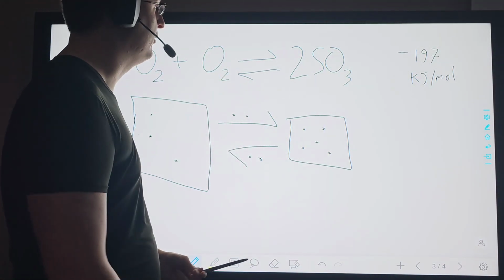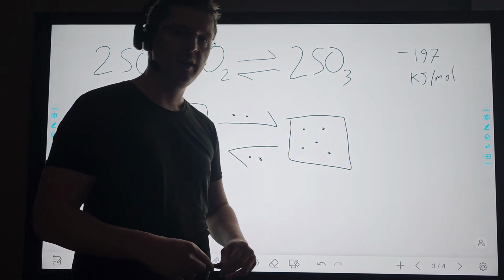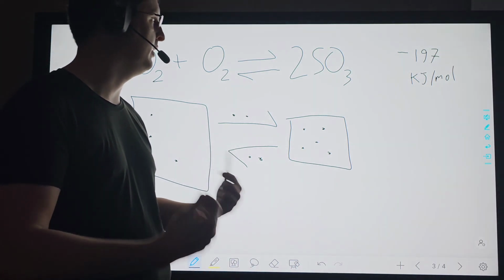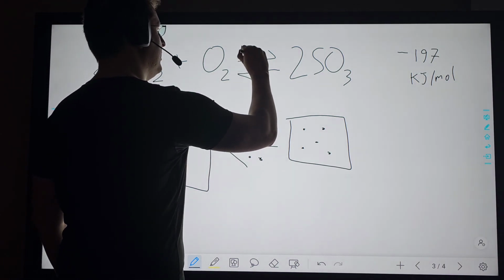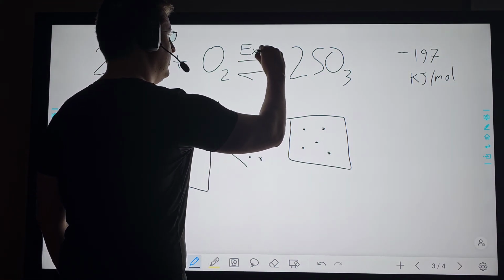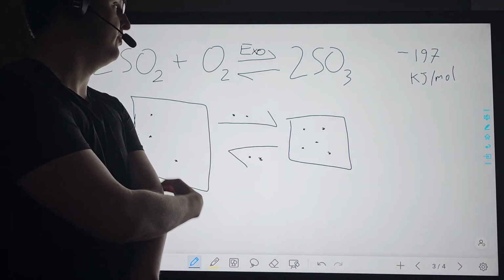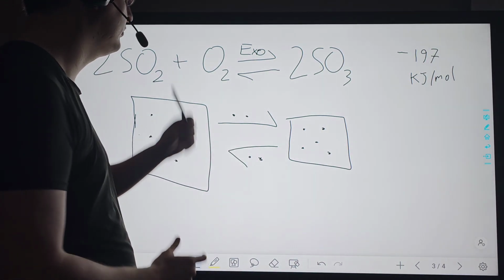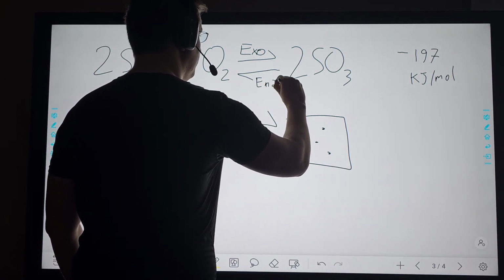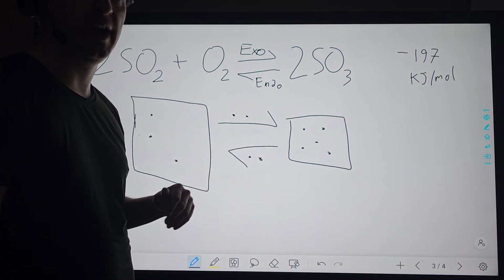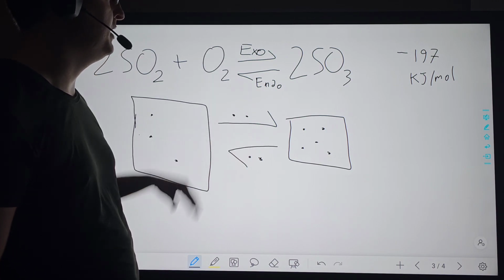Do y'all remember from the previous unit, is the forward reaction endo or exothermic? Is it taking in heat or is it releasing heat? Yes, it's exothermic. So we would say the forward reaction is exothermic. And this is true for all reactions. One of the reactions will always be exo, and the other reaction will always be endo. Now, do not be confused. This doesn't mean that every forward reaction is exothermic. That's not what that means. Just if one of them is exothermic, one of them is endothermic.